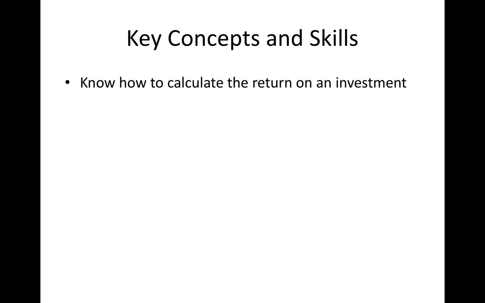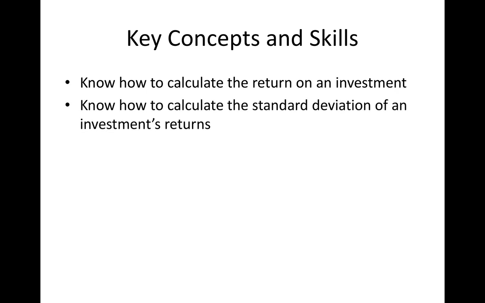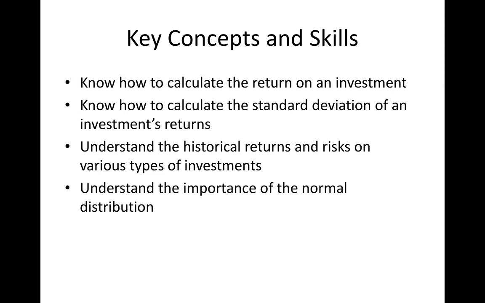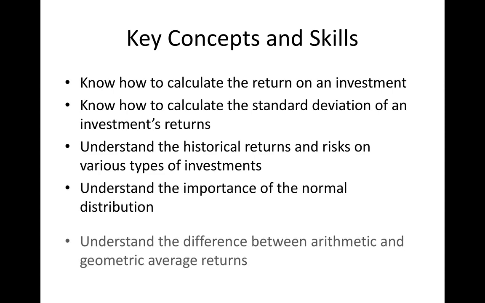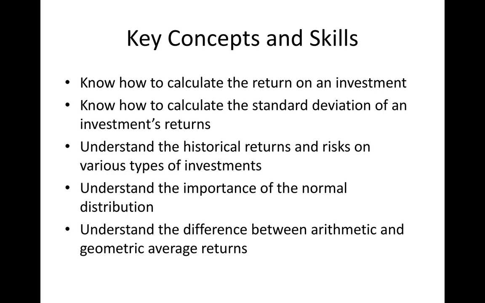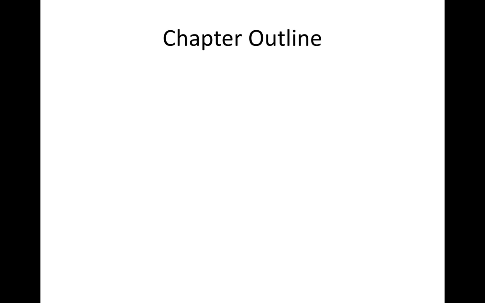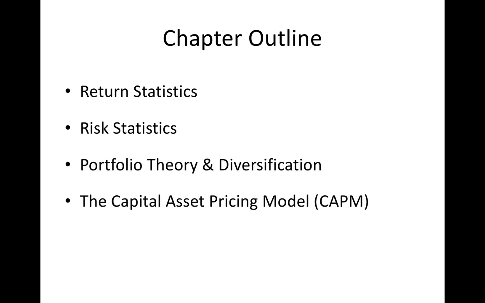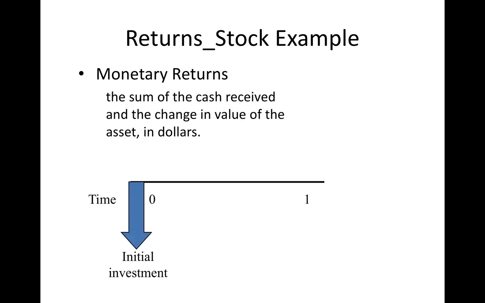Now, under this module, we're going to try to get some concepts and skills. Specifically, we want to know how to calculate the return on an investment, how to calculate the standard deviation of an investment's return, understand historical returns and risk on various types of investments, understand the importance of normal distribution, and understand the difference between arithmetic and geometric means. And then we're going to also add up with the concept of capital asset pricing model. So that will be captured in the outline. So we'll look at the return statistics, the risk statistics, portfolio theory and diversification, and then the capital asset pricing model.